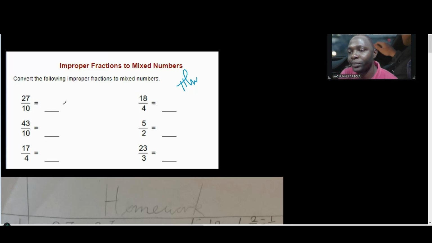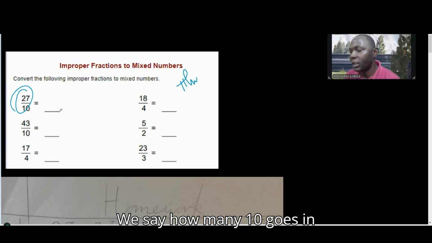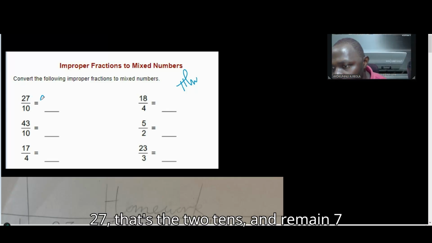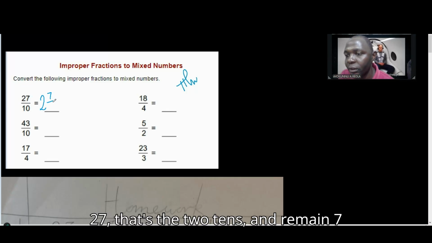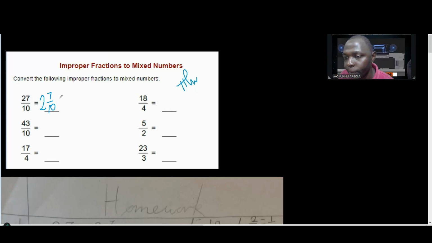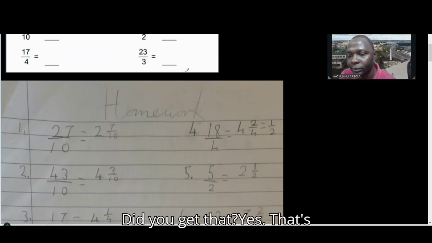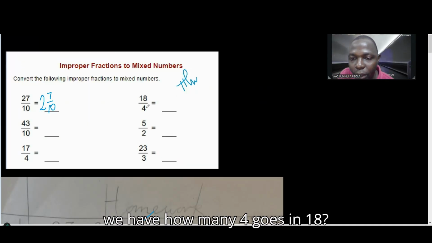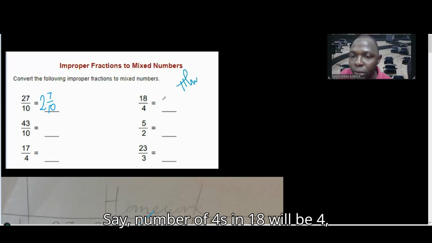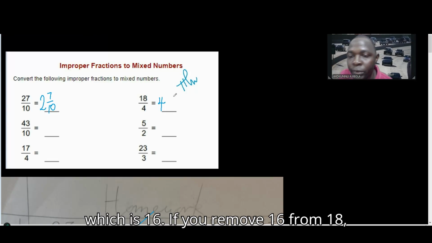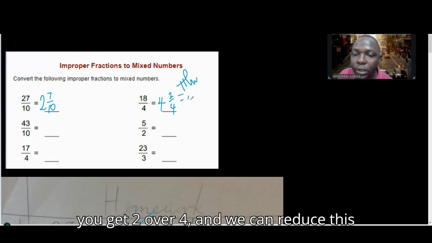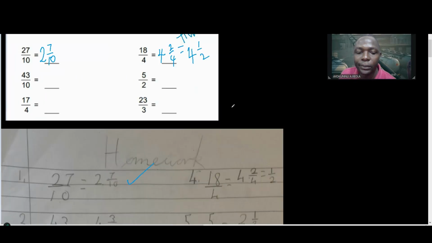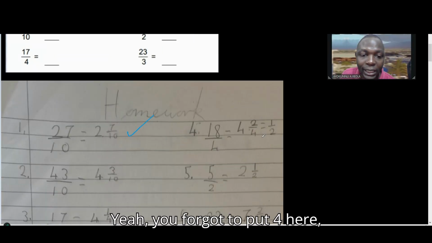Let's see. We say how many 10s go in 27? That's two tens and remains 7 over 10. Did you get that? That's correct. And the next one, we have how many 4s go in 18? The number of 4s in 18 will be 4, which is 16. If you remove 16 from 18, you get 2 over 4, and we can reduce this to 4 whole number 1 over 2. Oh, you forgot to put 4 here, okay?